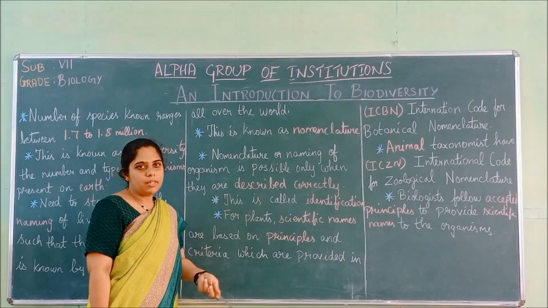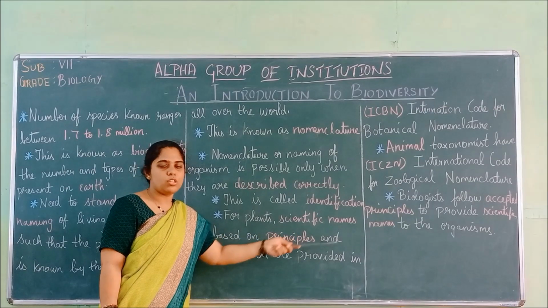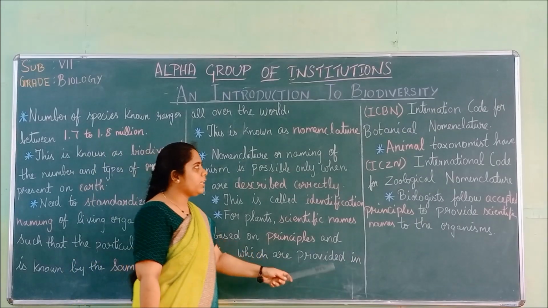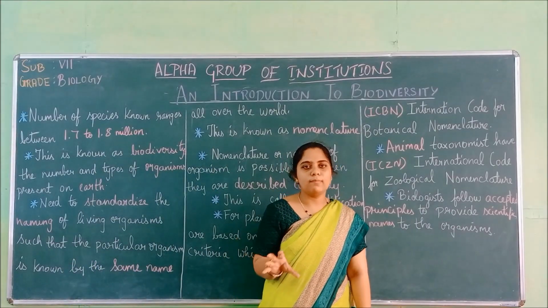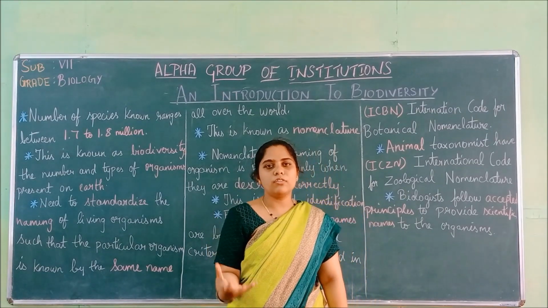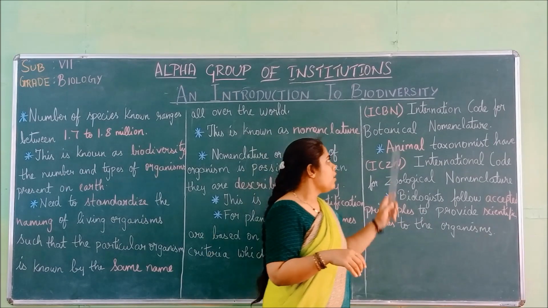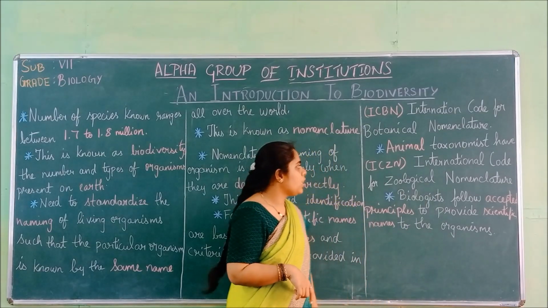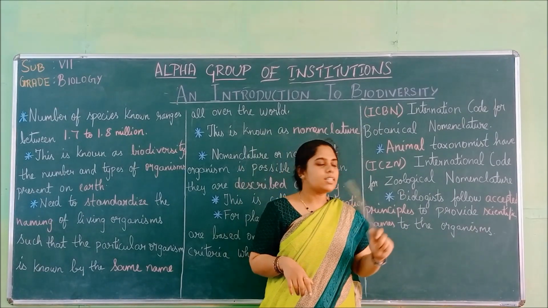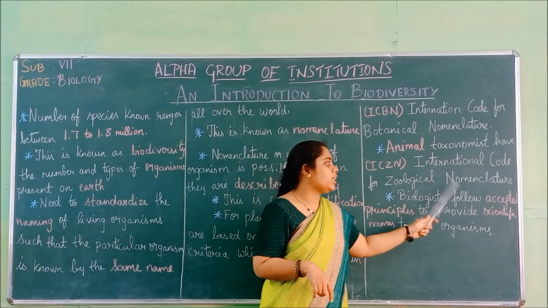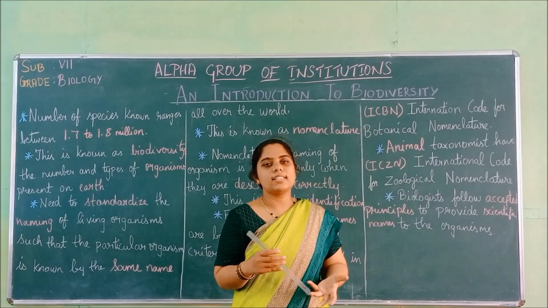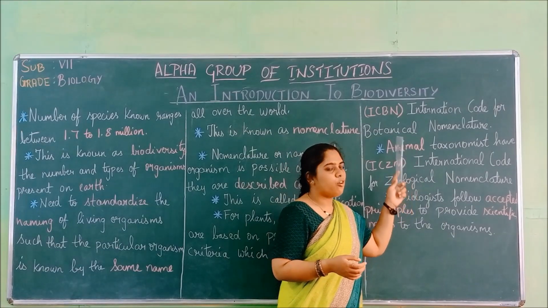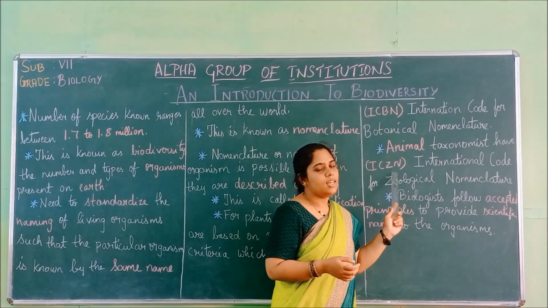So for giving the scientific names for plants, there are principles and criteria provided in ICBN. So ICBN names all the plants, they give scientific names based on certain principles. ICBN means International Code for Botanical Nomenclature, and ICZN means International Code for Zoological Nomenclature. And what ICZN does is, they give names to the animals. So for plants ICBN is there, for animals ICZN is there.